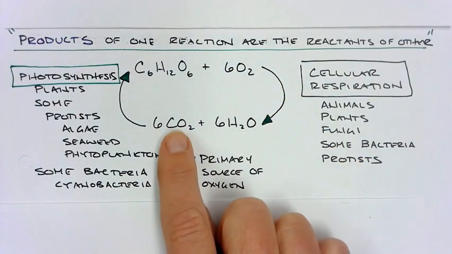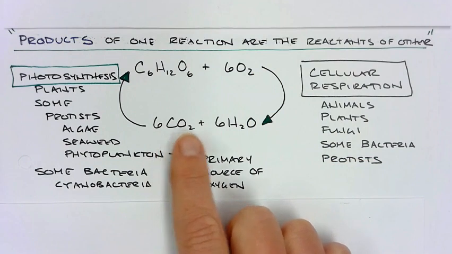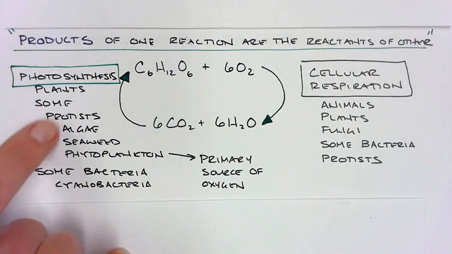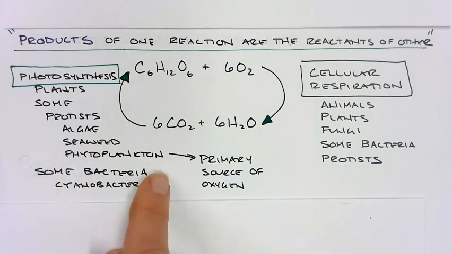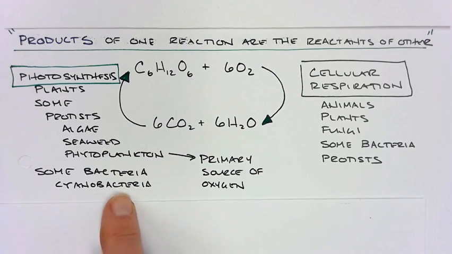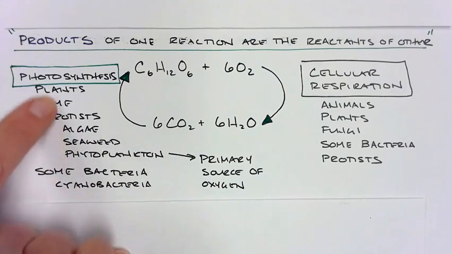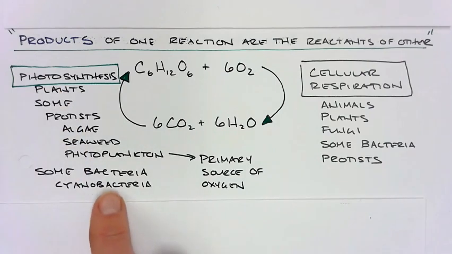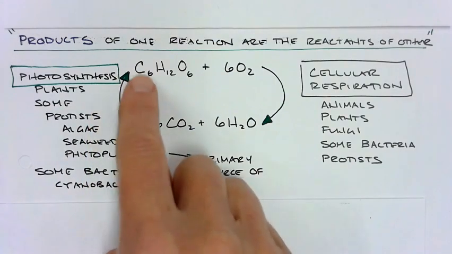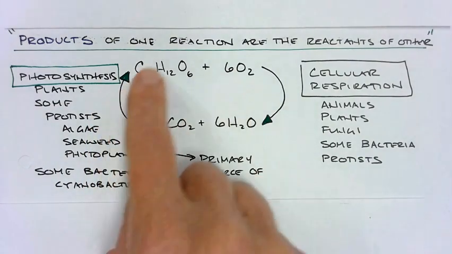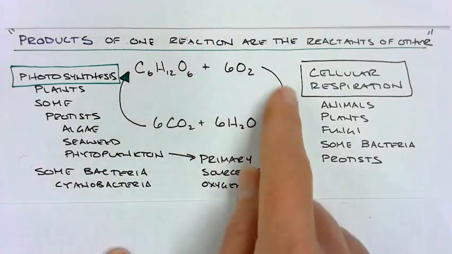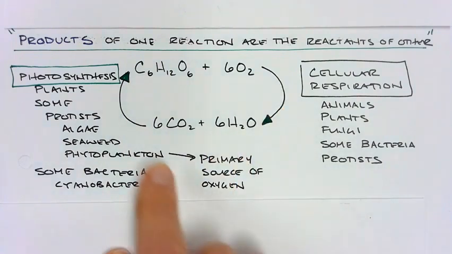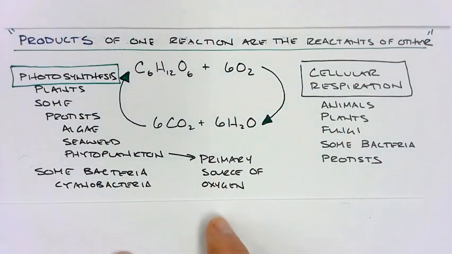Those products, things that we exhale, such as carbon dioxide and water vapor, are then used by organisms such as plants, protists, algae, seaweed, phytoplankton, and some bacteria and cyanobacteria. Again, these eukaryotes use a chloroplast, and cyanobacteria use it across their membranes. Again, their products are glucose and oxygen gas. So it's a relationship between different types of organisms that keeps cycling around. The waste products of one are used by the other.